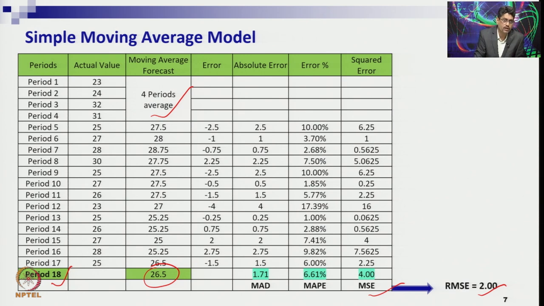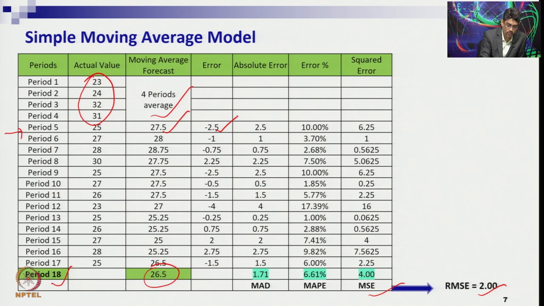Suppose here we have assumed the 4 period average. Now, look at the data sets here. Suppose 4 period average means for the fifth period we'll make the first forecast. So 4 period average we have taken and we have got the forecast here. I'll show you that in Excel also, but the summary I have kept here for your quick understanding. And then you can see the error.